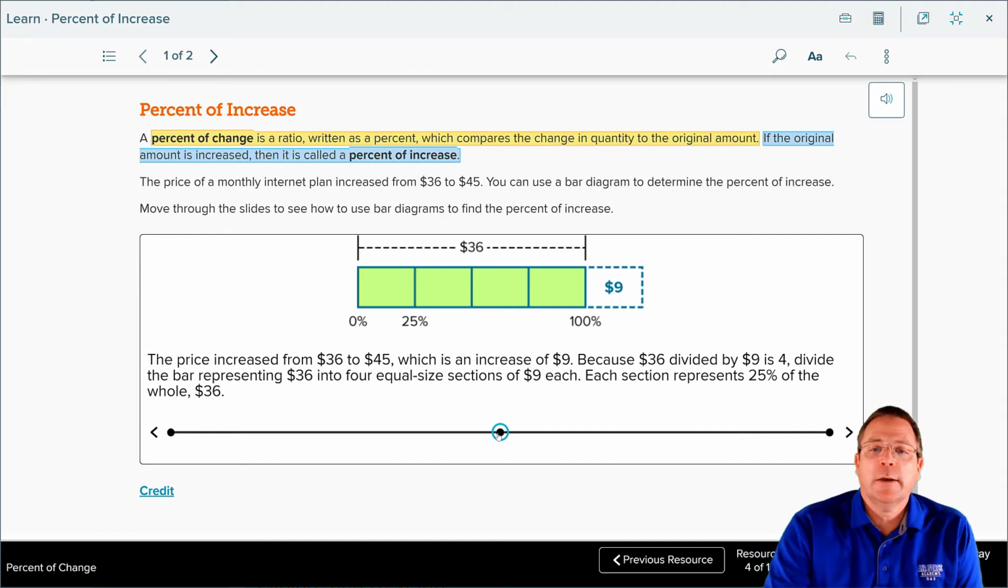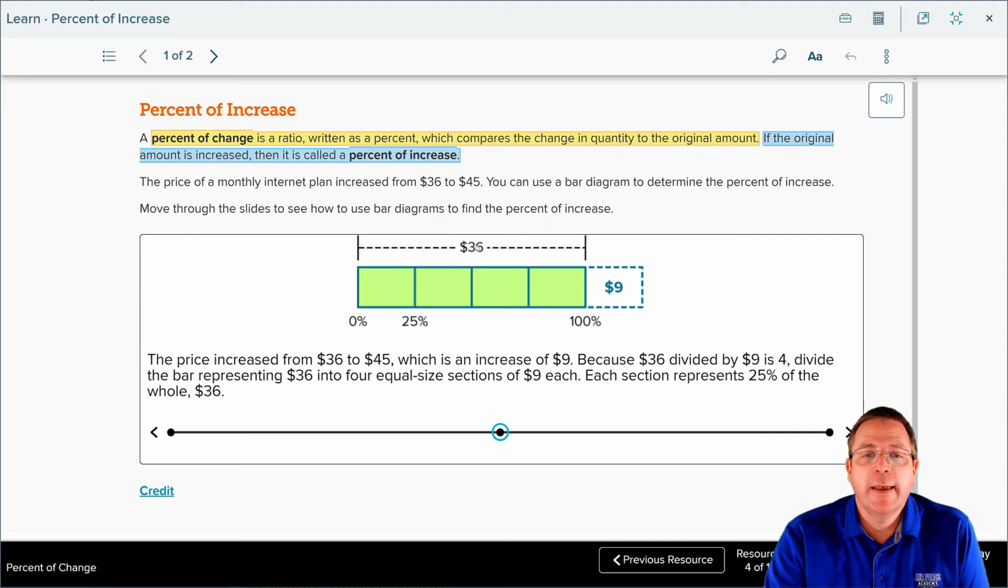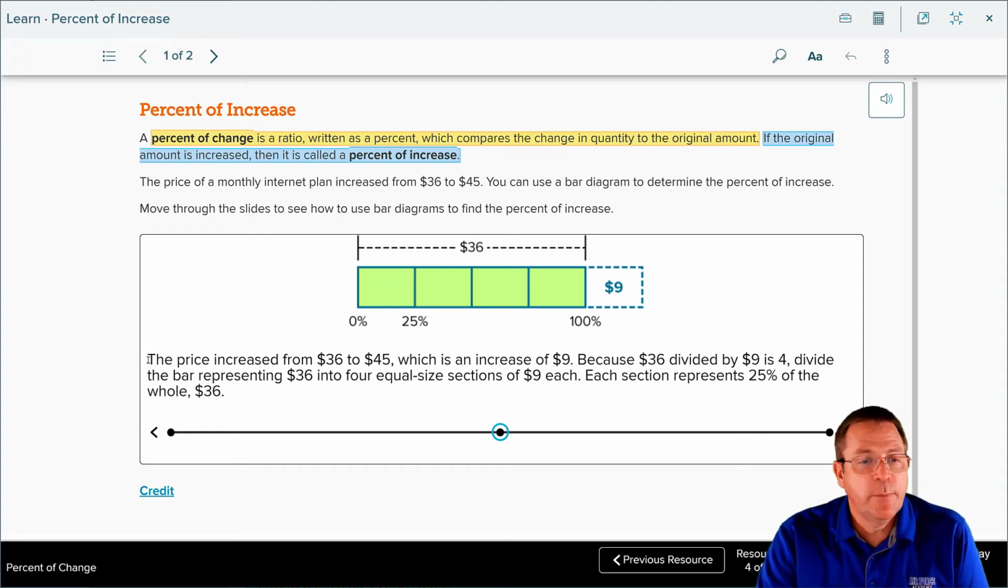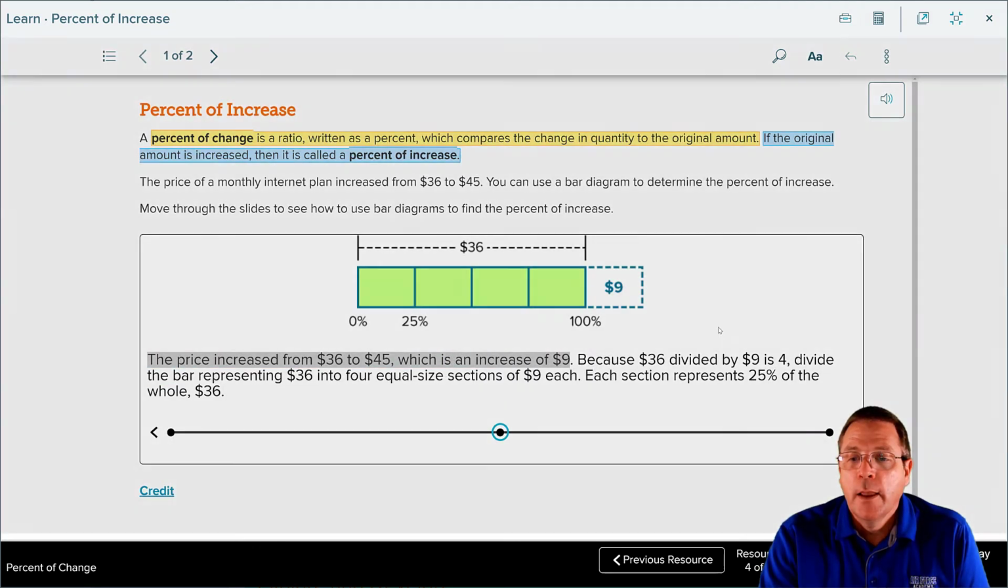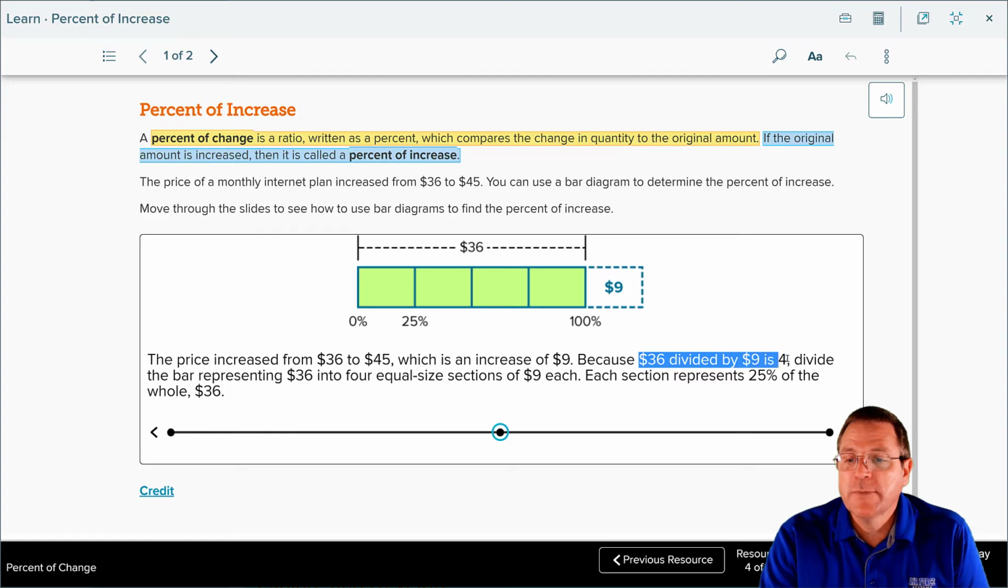They subtracted 36 from 45, and that gave them 9, okay? And then they said, well, $36 divided by 9, that's going to be 4, so they broke it down into 4 different individual sections. And you can see they've explained all that down here. They said that you have an increase of 9, and they divided the 36 by the 9 and got 4, and that led them to 4 equal size sections of 9 each right there. Okay, we good with where these 4 equal size sections came from?